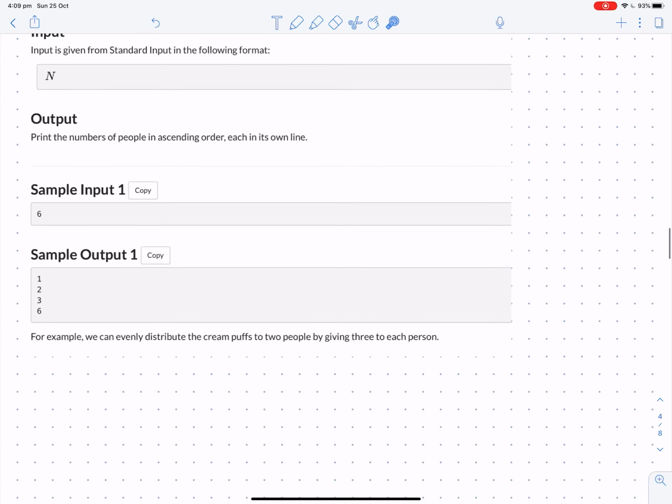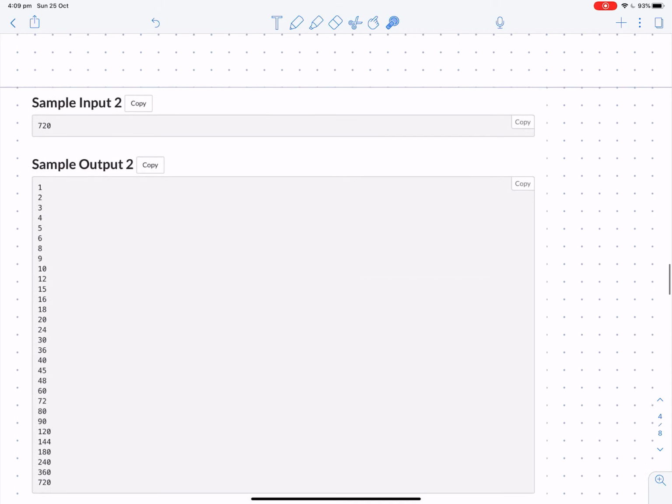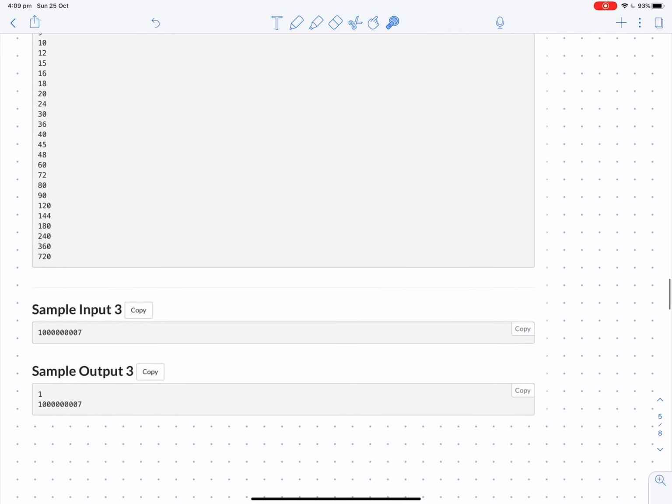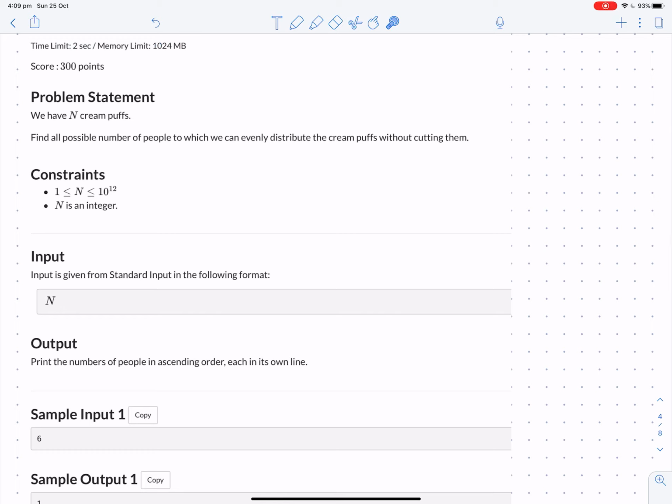So if the input was 6, then the output is 1, 2, 3, 6. If the input was 720, then we get a lot of output. And then for this big number, clearly it's prime because our factors are 1 and itself only. All right, so what we're being asked to do is very simple. Problem is, the obvious thing to do when getting the factors of a number is to query every number from 1 to n.